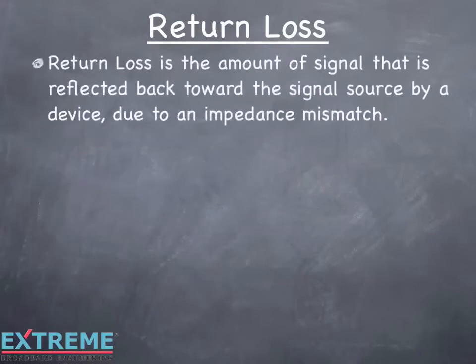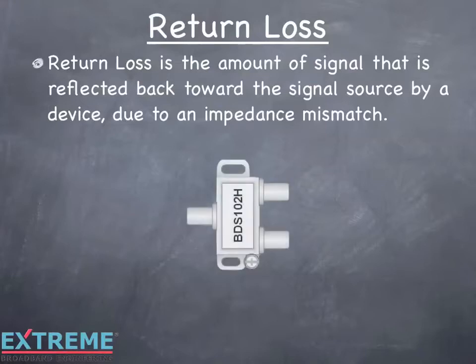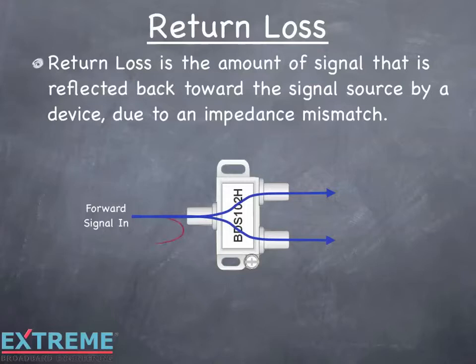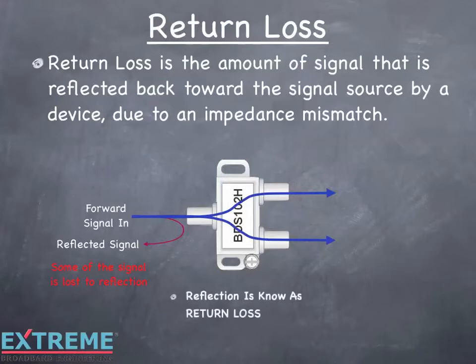Return loss is the amount of signal that is reflected back towards the signal source by a device due to an impedance mismatch. In this example, we're showing a two-way splitter with a forward signal feeding the input. Ideally, we'd like all the signal to flow through the splitter to both output ports. But in reality, some of the signal is reflected back towards the signal's original source. This signal is lost due to reflection. This reflection is known as return loss.